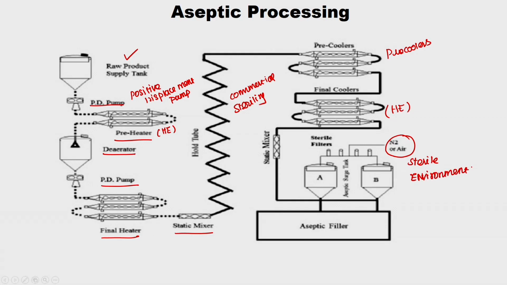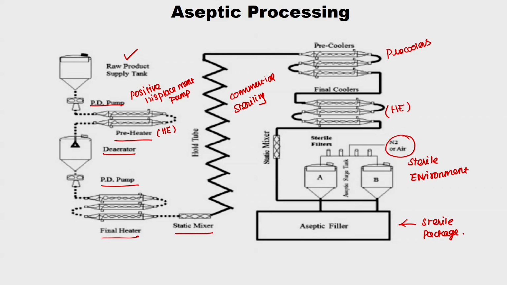So you have a packaging system here, then it goes to the filling section. So from here you will have the sterile packaging system, in which it is filled under aseptic environment. This is a surge tank from which your product is being fed into the sterile packaging system.